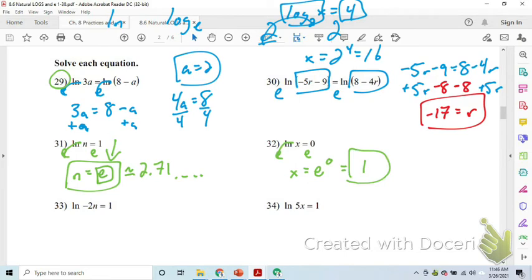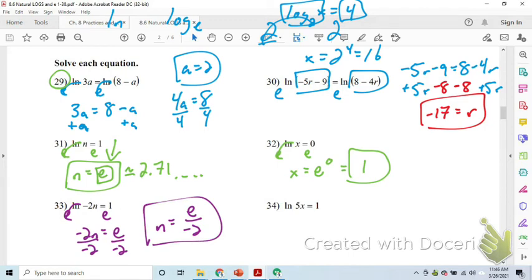For number 33, rolling here. E and e. So this will be negative 2n is equal to e to the first power, which is just e. Then we divide both sides by negative 2, trying to get n by itself. So n is equal to e divided by negative 2. No need for the calculator on that one. Just do that.